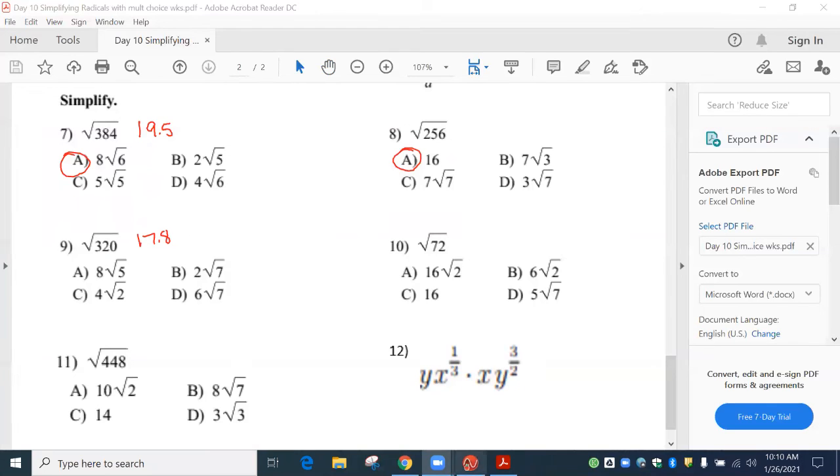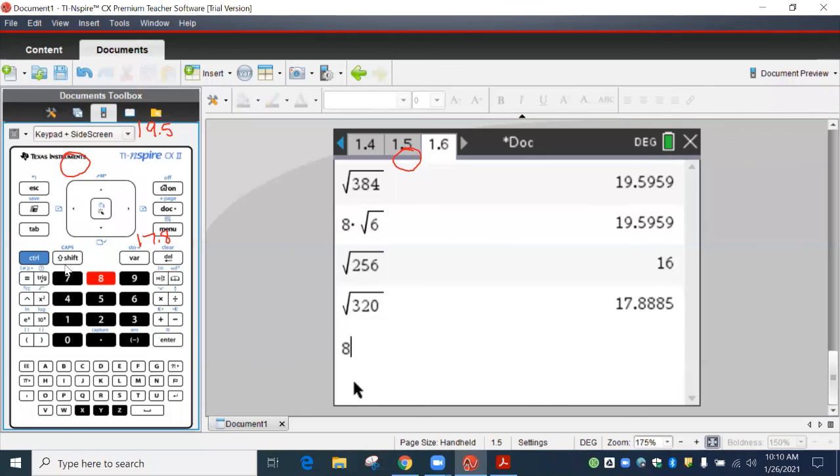So now we're doing 8 square roots of 5. So 8 square roots of 5, hit enter. It's always nice when they're all 8, huh? So if they match, that's your answer right there.